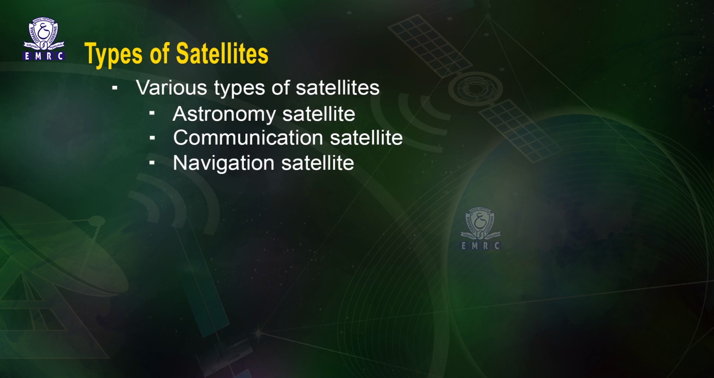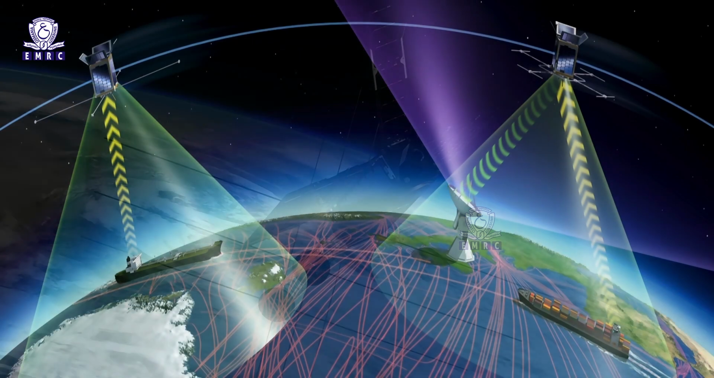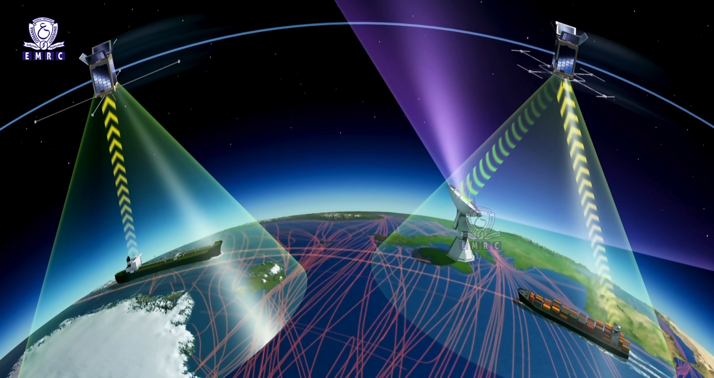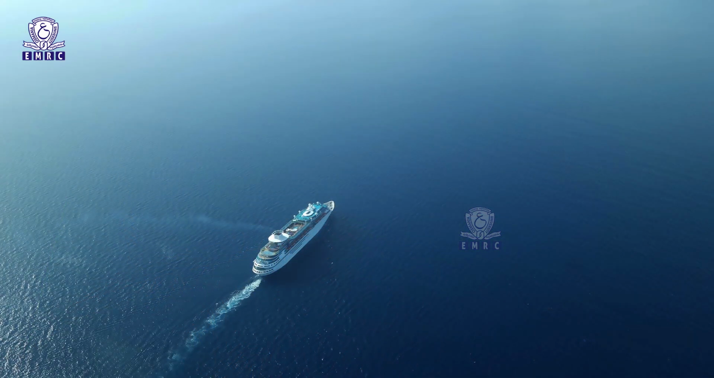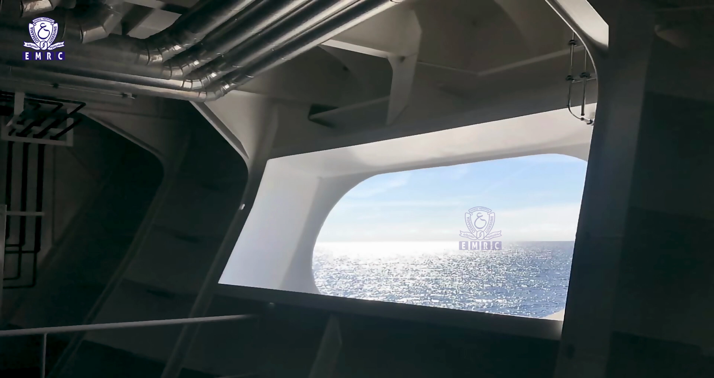Navigation satellites. Satellites for navigation were developed in the late 1950s as a direct result of ships needing to know exactly where they were at a given time. In the middle of the ocean or out of the sight of land, you can't find out your position accurately just by looking out the window.